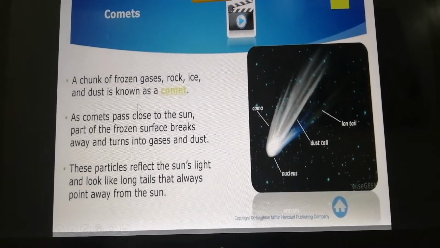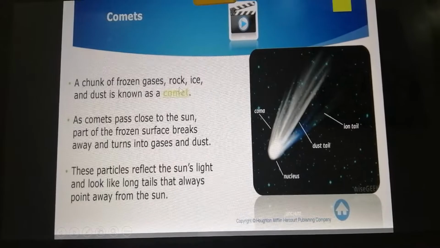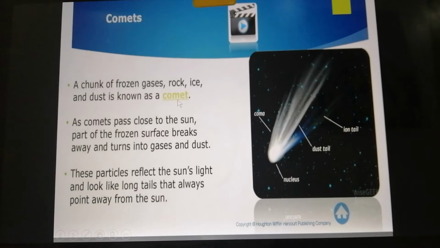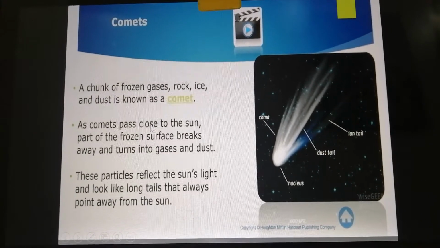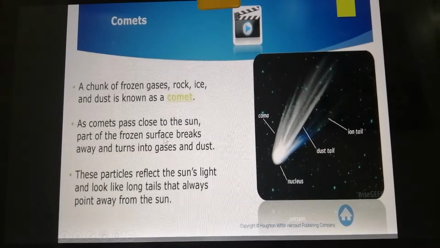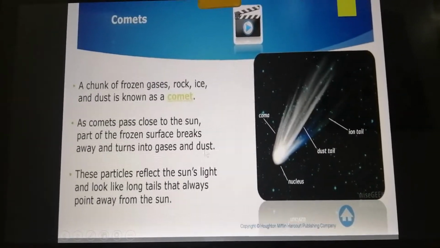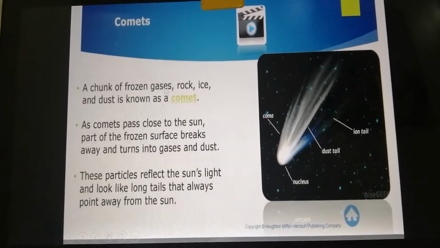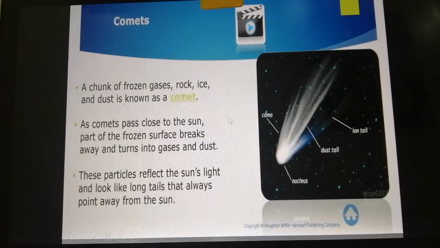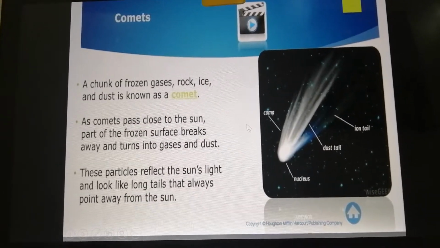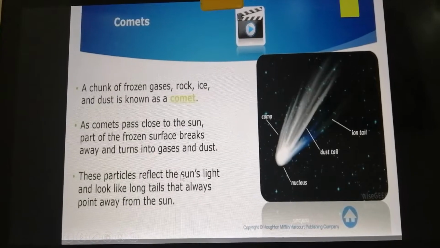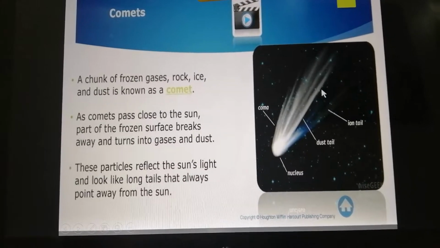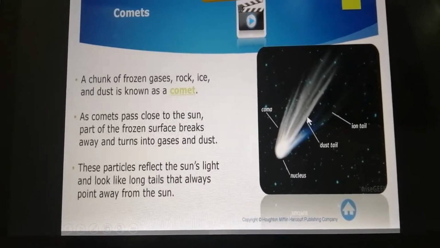Then we have the comets. They are chunks of frozen gases, rock, ice, and dust. The comets pass close to the sun. Part of the frozen surface breaks away and turns into gases and dust. The main point that you should know is that they are made of gases, rock, ice, and dust, while the others were made of rocks. These particles reflect the sun's light and look like long tails that always point away from the sun. This is the shape of the comet.